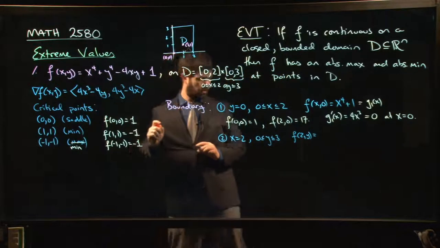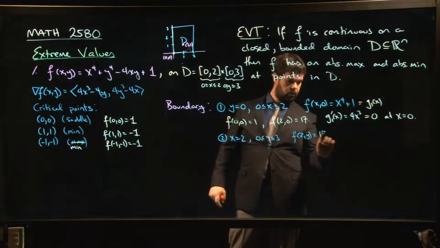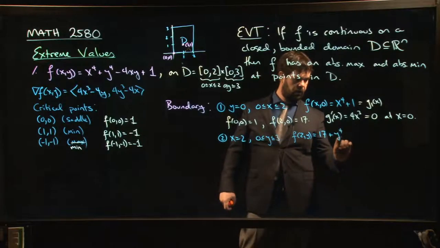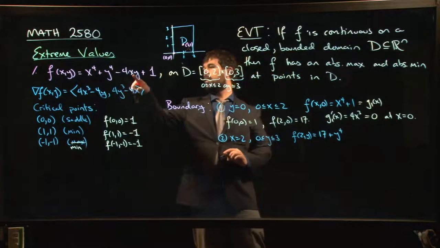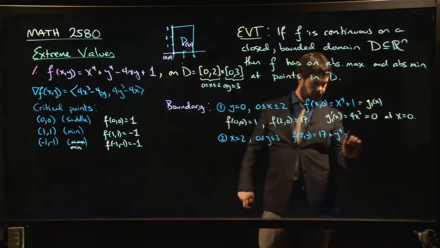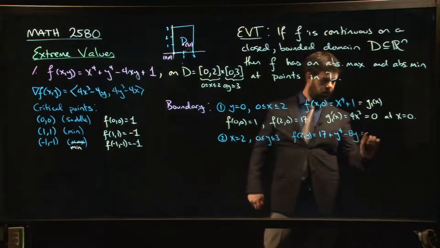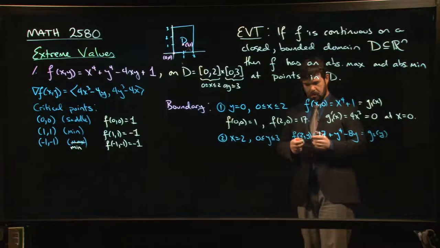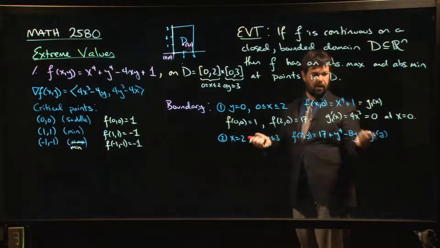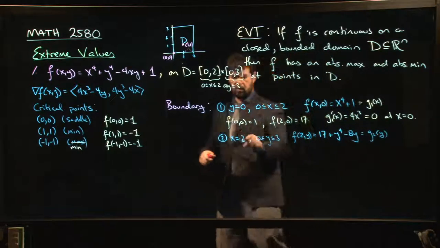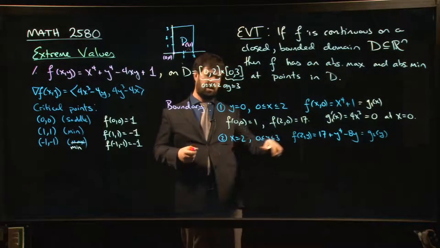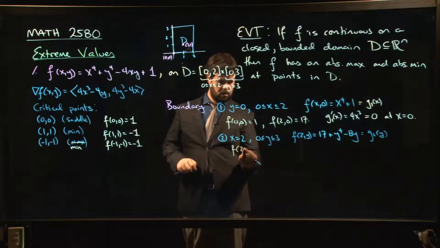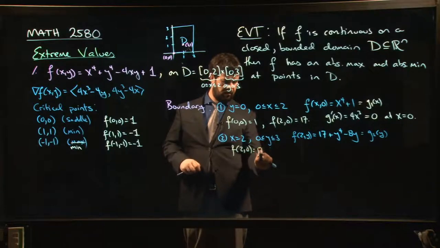So f of (2, y), we're going to put x equal to 2. We're going to get 16 plus that 1, so 17, plus y to the 4, x is equal to 2, minus 8y. Let's call that g2, but of course it's a function of y. Once again, if you want to figure out where this is either a max or a min, we've got to look at the endpoints of our interval, and we've got to look for critical points. So let's see. F at (2, 0), well, we've already done that one, right? 17.